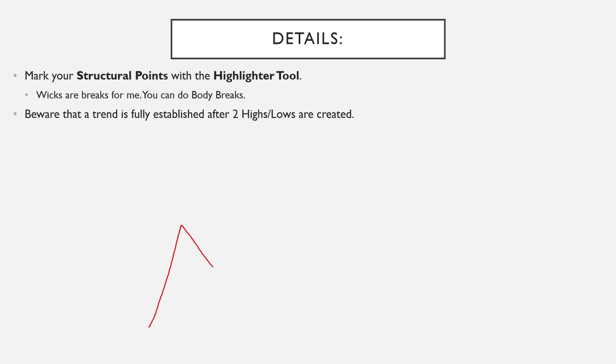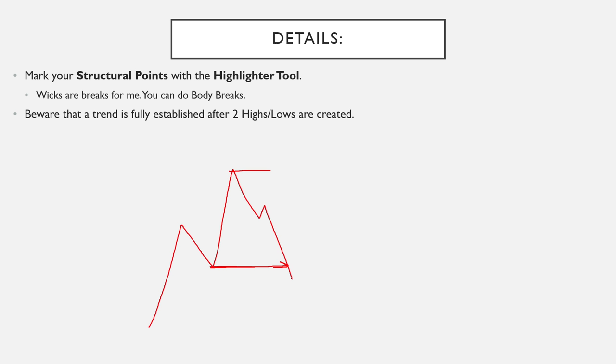Okay. Also, a little detail. Be aware that the trend is fully established after two highs or lows are created. Let me give you an example. Okay. What tends to happen sometimes is you have an uptrend. So what is the market supposed to do in this case? Maintain this low and break this high. But what happens sometimes is you have this one break. Okay. So is this an established downtrend? No, this is just showing us a trend change, which I'm going to teach you a little bit later in the formations. This is a trend change. But what tends to happen sometimes, as I showed you in the previous example with a liquidity grab, sometimes this happens.